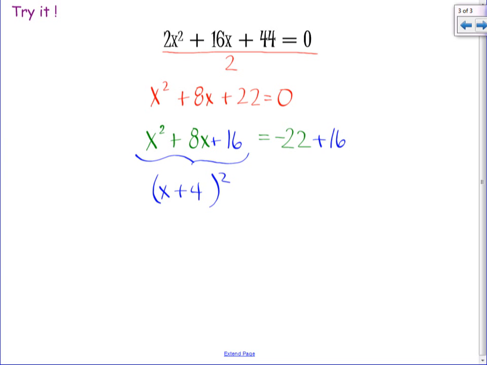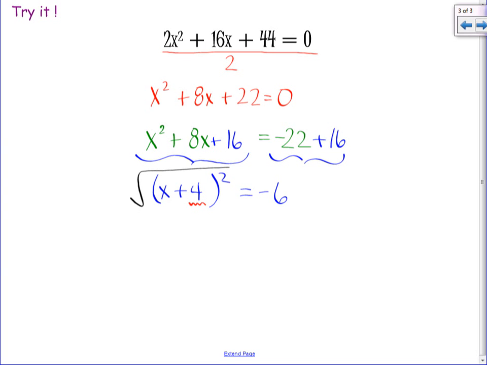Here's another hint. This number right in this spot will always be whatever half of your b value is. So when you cut this in half and square it, when you cut it in half, that's the number that's always going to get dropped right here. Okay? All right, so we've got x plus 4, quantity squared. What's over on the right-hand side when we put that together? Negative 6. Okay. Now what?